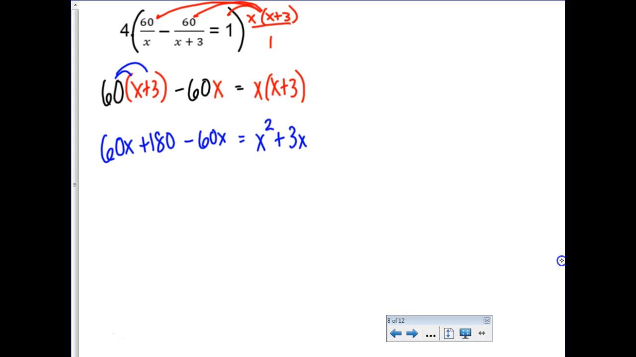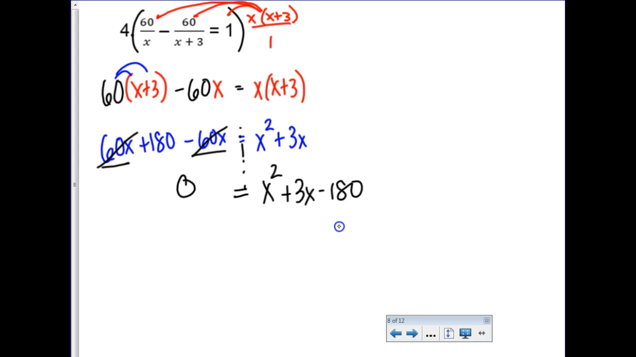Oh, what do you know? You have a quadratic. So this time, I don't like when my quadratic term is negative. I'm actually going to bring everything over to the right side. But this is kind of nice. The 60x and the minus 60x are on the same side, and they're going to cancel each other out. So all you really have to do is subtract that 180 over. So 0 equals x squared plus 3x minus 180.